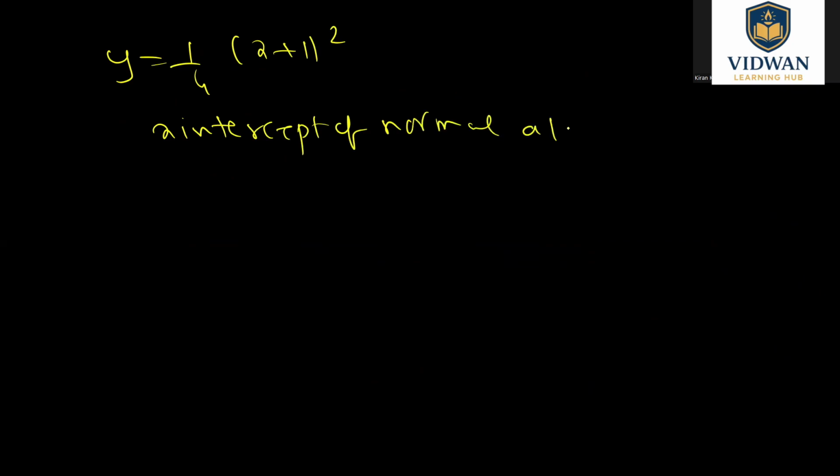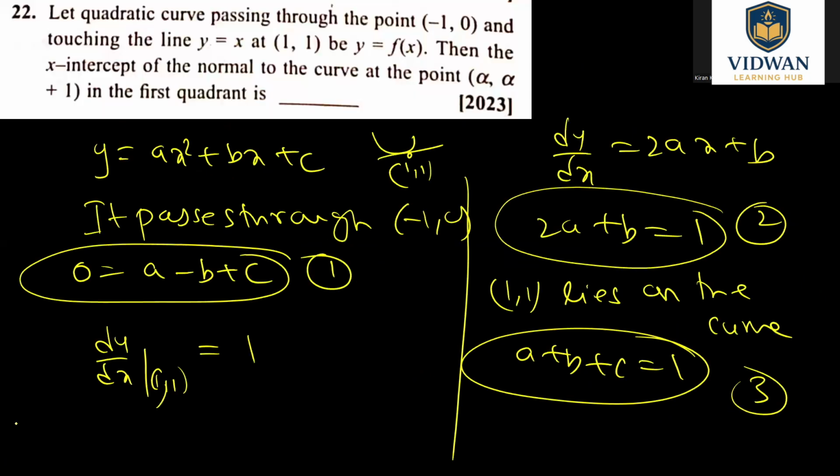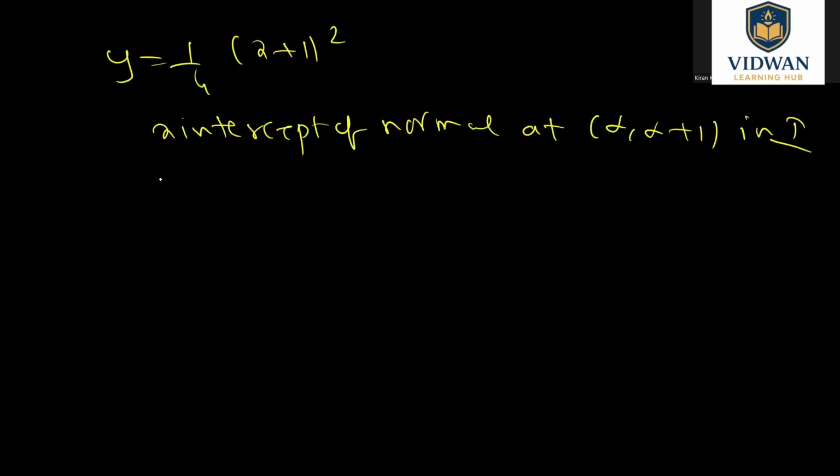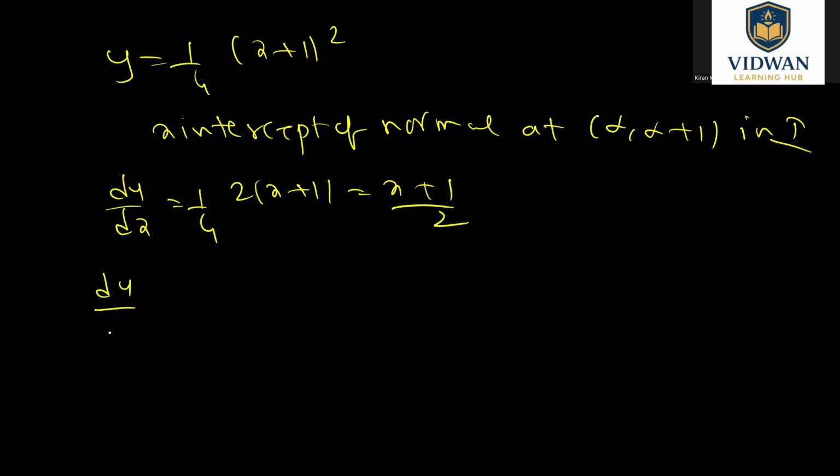So this is the curve. So we want to find the x-intercept of the normal at the point (alpha, alpha plus 1) in the first quadrant. This is what they mentioned. But what is alpha? They have not mentioned. So let's check. So to find the normal at this point, what do we do? First write again dy by dx. It is 1 by 4 into 2 times (x plus 1), so (x plus 1) by 2. So at the point (alpha, alpha plus 1), if you want to check the derivative, it will be just (alpha plus 1) by 2. This is the tangent slope.